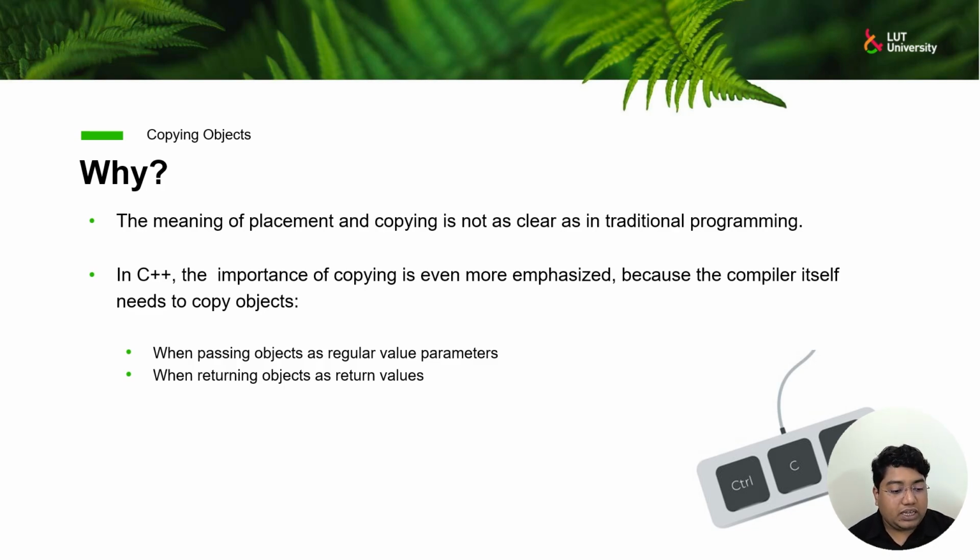The important point is that these copies are often created automatically by the compiler. You don't always write code that says copy this object. That's why understanding copy behavior isn't optional in C++. Even if you never explicitly copy an object yourself, the compiler may still do it on your behalf.